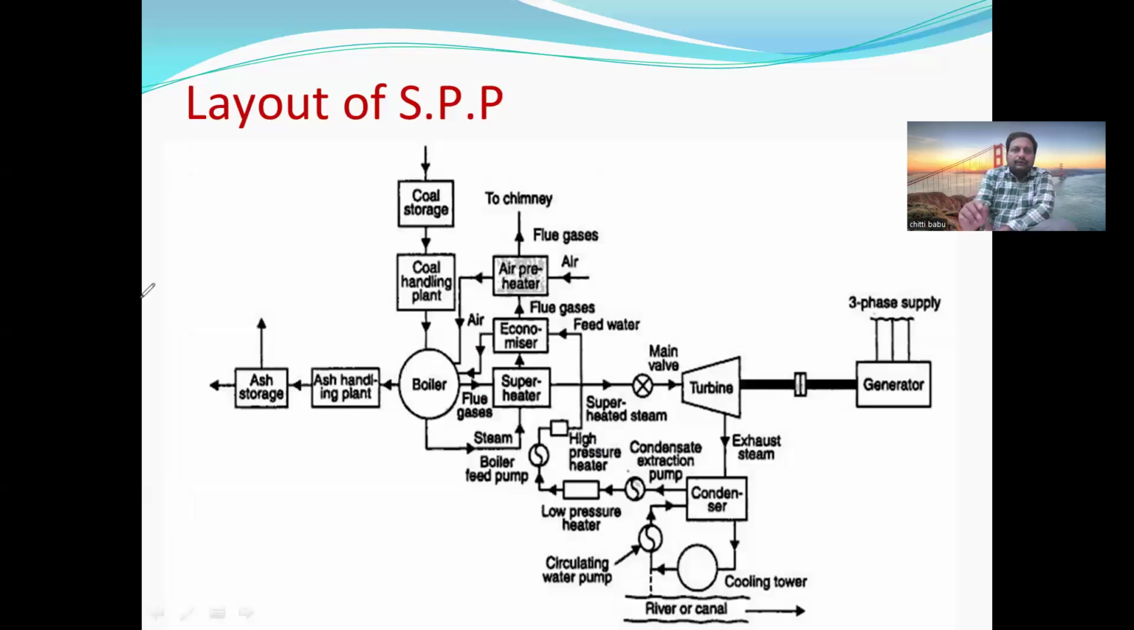So this is the layout of the steam power plant. You may observe clearly. First is the coal and ash circuit. This is about the boiler.